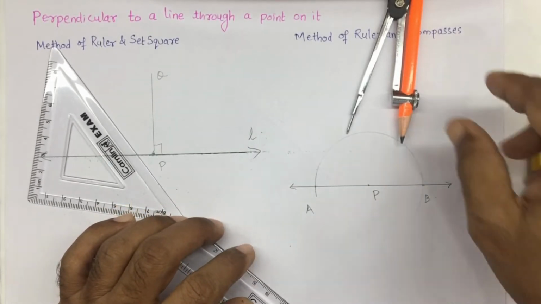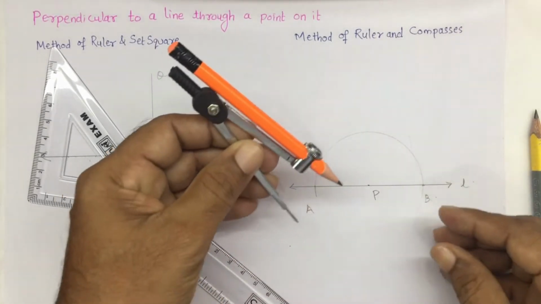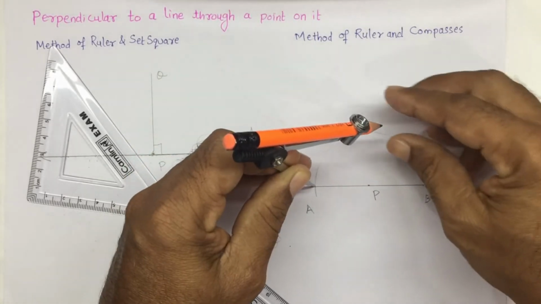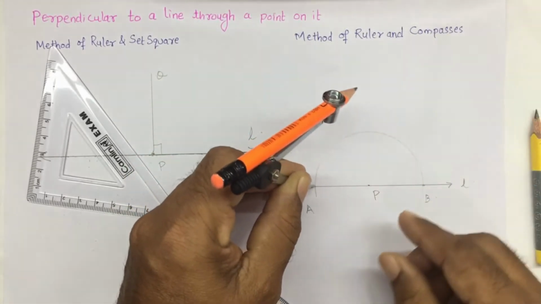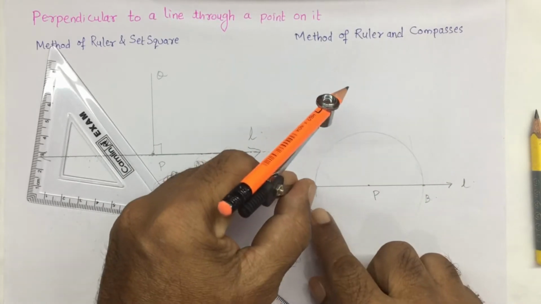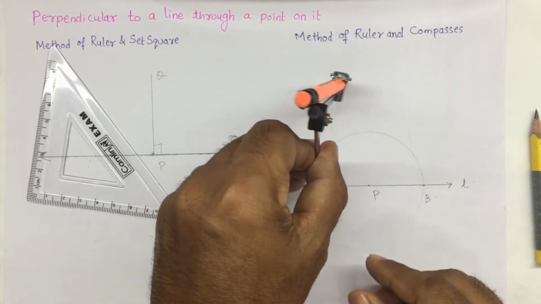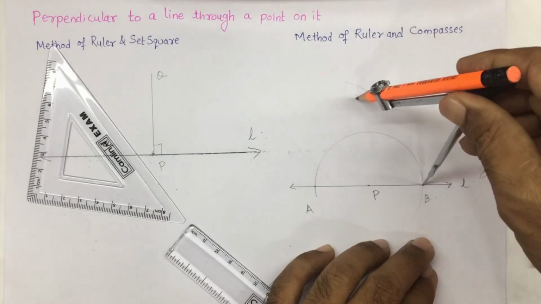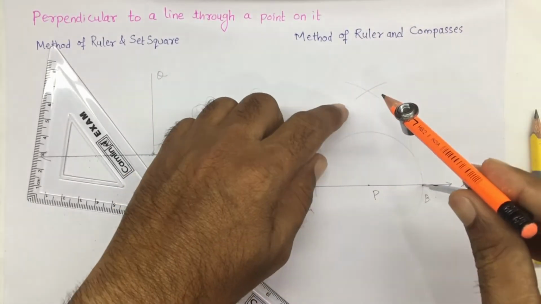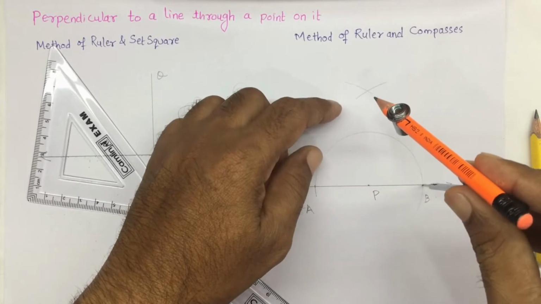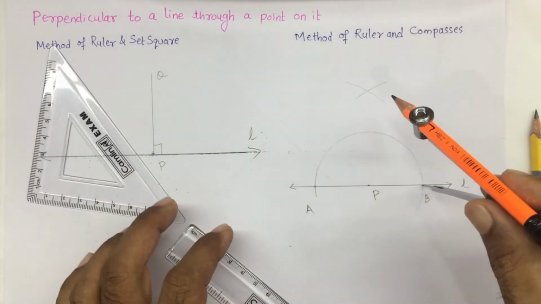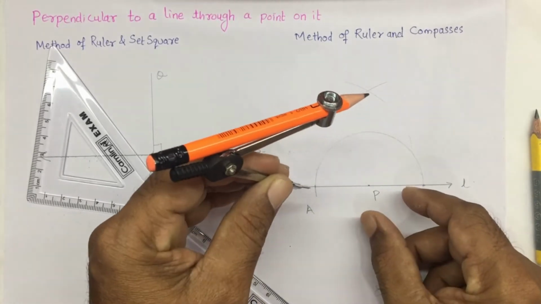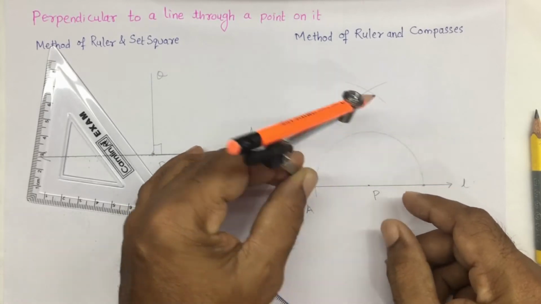Now what you need to do, you need to take more than AP, the radius, more than the AP radius. You need to draw two different arcs: as a center A, one arc, and as a center B, another arc, so that the previous arc must be cut by this new latest arc.